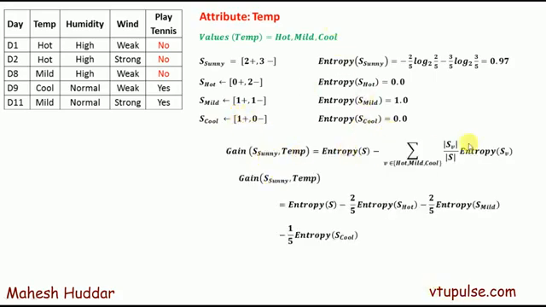So use this gain formula. Again, the same procedure we need to follow. The gain of temperature with respect to S sunny is the entropy of S sunny, minus 2 by 5 entropy of S hot, because there are 2 examples out of 5, and 2 examples with respect to mild out of 5, so 2 by 5 entropy of S mild, 1 example with respect to cool, so 1 by 5 entropy of S cool. Put these calculated values here, you will get the gain of temperature with respect to S sunny, which is equivalent to 0.570. Similarly, we need to calculate the gain of humidity and wind here.